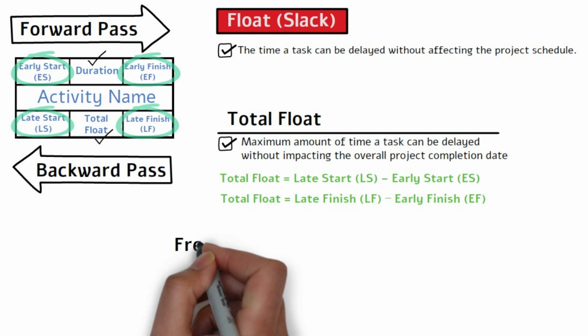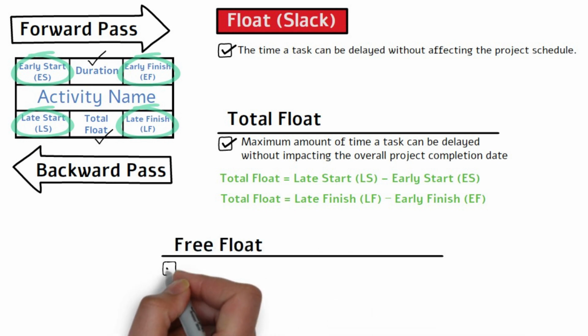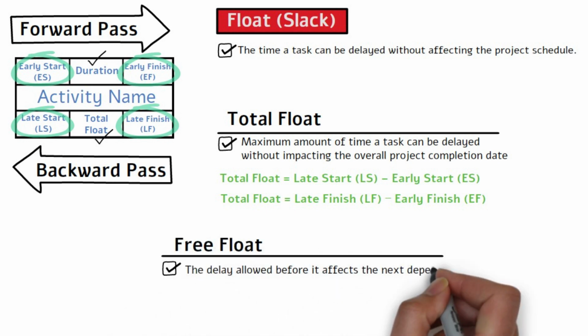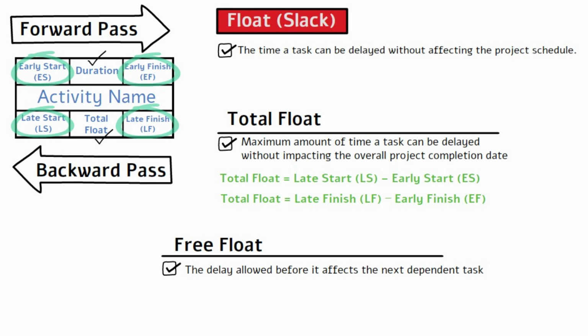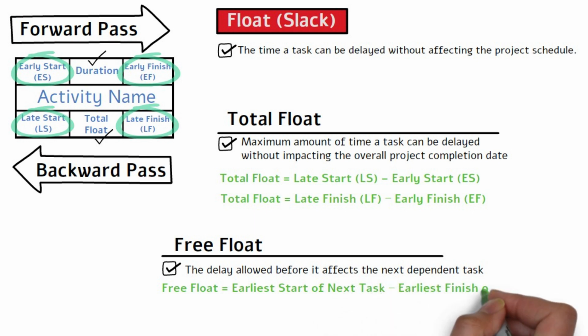Next, let's talk about free float. Free float is the delay allowed before it affects the next dependent task. The formula for calculating free float is free float equals the earliest start of the next task minus the earliest finish of the current task.